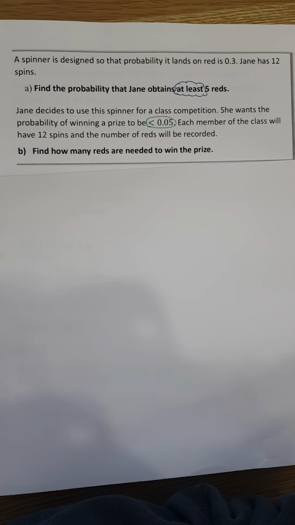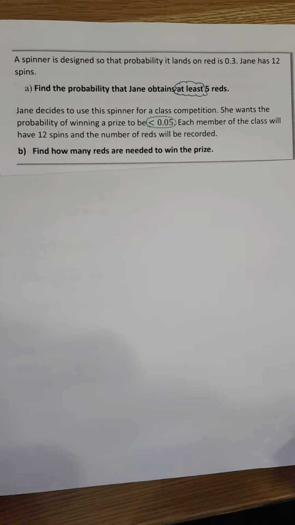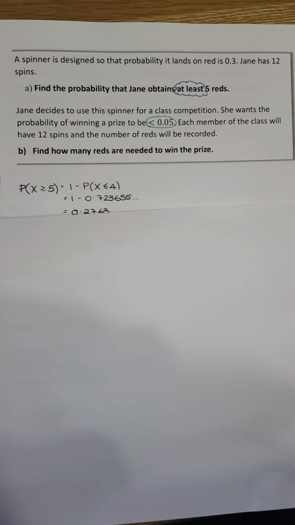Before I get onto a question like that, I'm just going to step back a bit. This is actually a chapter 6 question, but it leads nicely into what I mean. So if you look at the question we've got here, a spinner is designed so the probability it lands on red is 0.3. Part A is very straightforward. Find the probability that Jane obtains at least 5 reds. It's just 1 minus the probability that she obtains at most 4 reds, which you just do on your calculator, which would give you that probability there. However, then we get into the more complicated bit.